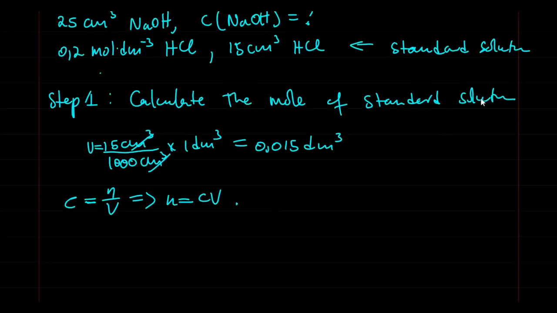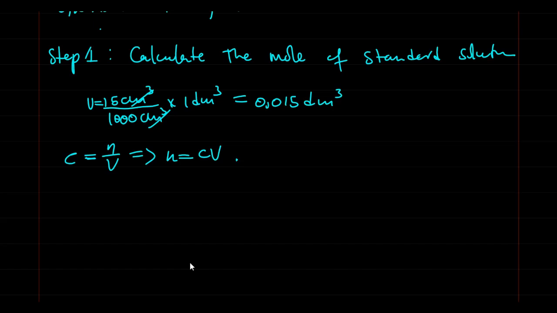Remember, I want to calculate my standard solution, and what is my standard solution in this instance? It is the HCl. Okay, so this HCl, it is an acid, so I'm going to say Na, for number of moles of the acid, is equal to Ca, for concentration of the acid, multiplied by Va, which is the volume of the acid.